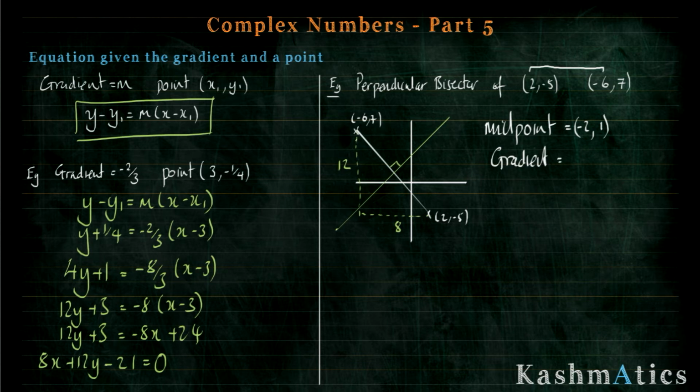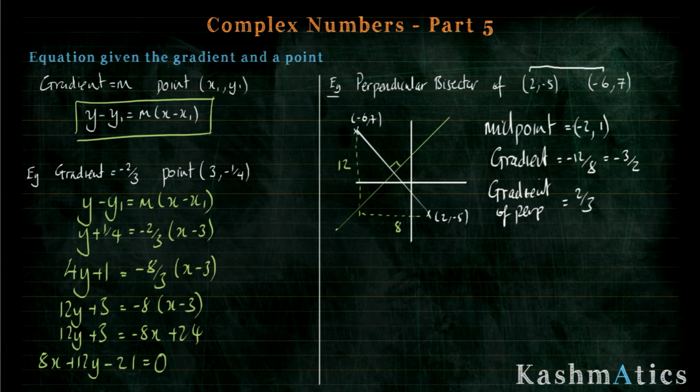And the gradient, this is the gradient between the 2 points. That would be minus, because we can see it's a negative gradient, minus 12 over 8, which simplifies to minus 3 over 2. Therefore, the gradient of the perpendicular would equal 2/3, because remember, that's the negative reciprocal. If you know the gradient of a line, all you do is take the reciprocal and change the sign, and you get the gradient of the perpendicular.